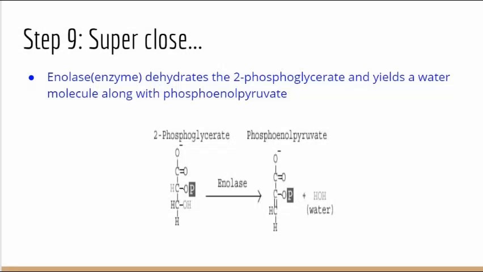Alright, so step 9, so we're super close to the end. We have enolase. So enolase essentially dehydrates the 2-phosphoglycerate and yields a water molecule along with the phosphoenolpyruvate. So we're super close to the end here. Really it's just looking at the water, because dehydration is pretty simple. You just take off hydrogen and stuff to get a water molecule, and then you have phosphoenolpyruvate. It's a pretty simple step, I would say.